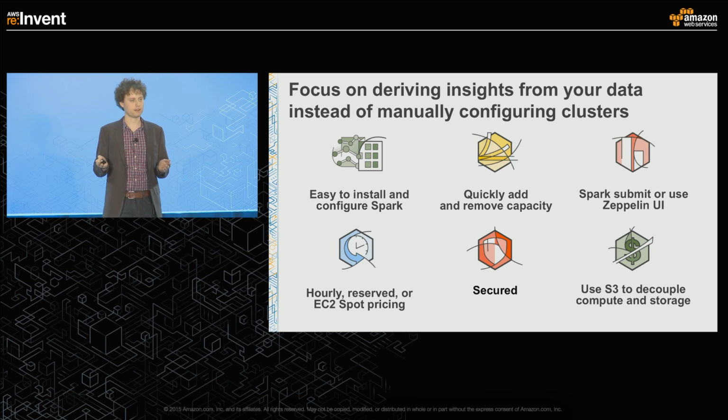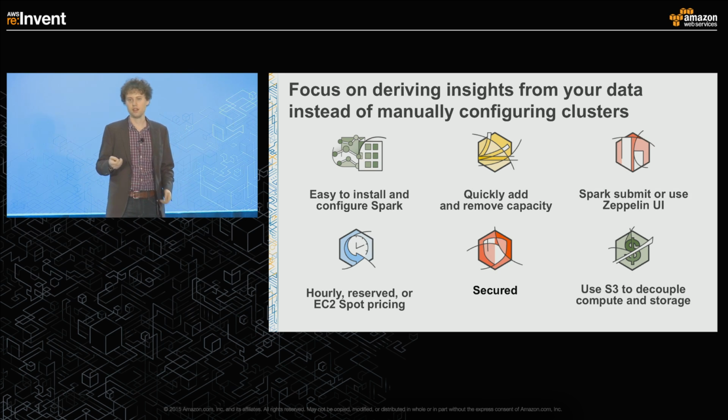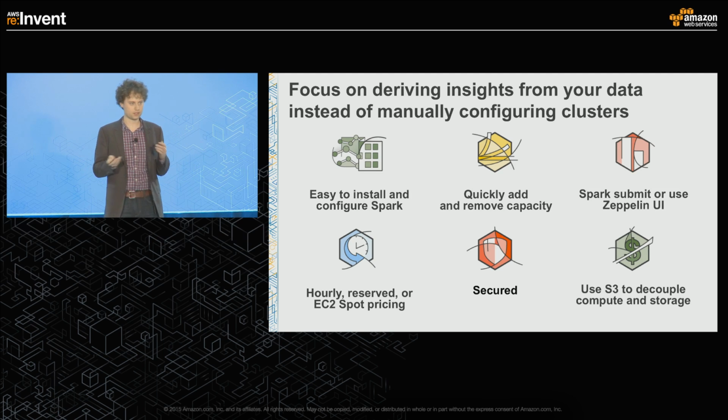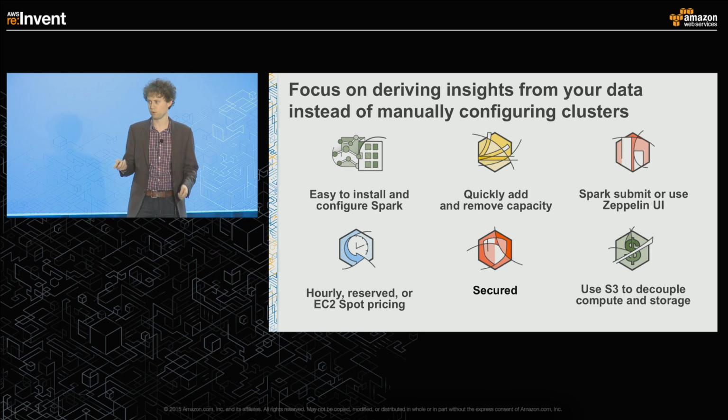Variety of ways to interact and submit work. Different cost structures depending on the nature of your jobs. If they're batch workloads, if you want to use EC2 Spot, which is where you bid on your capacity, you can get up to 90% off your instances. There's a variety of security features, and you can use S3 instead of HDFS as your data layer to dissociate your compute and your storage resources.